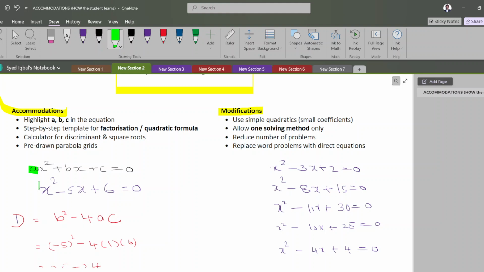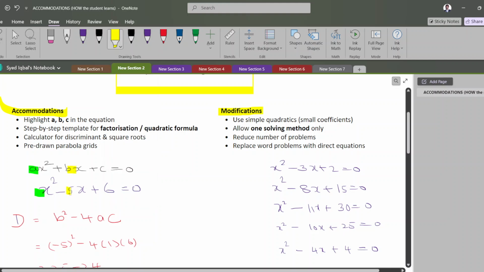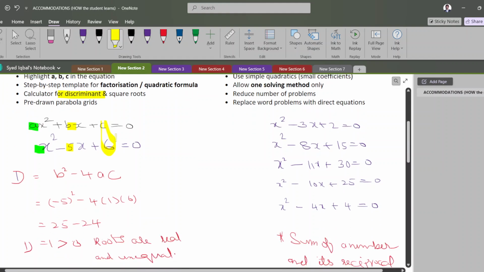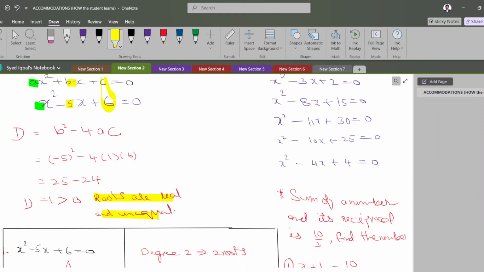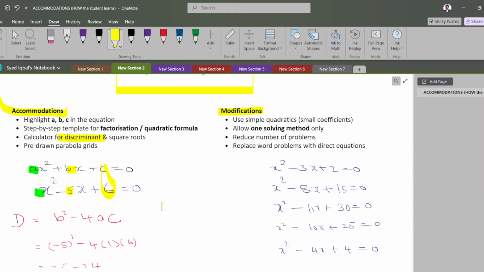What is A? What is B? And what is C? What is the constant? Then calculate the discriminant. If we calculate the discriminant, we will come to know how many roots there are, and whether the roots are real or equal. Generally, please give them real roots only. Don't go for irrational, rational, fractional roots or imaginary roots.